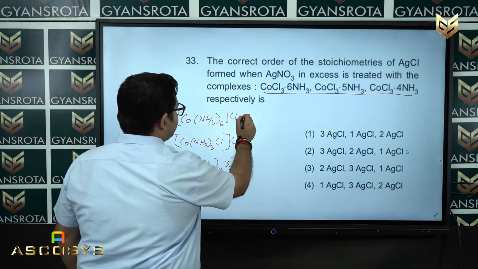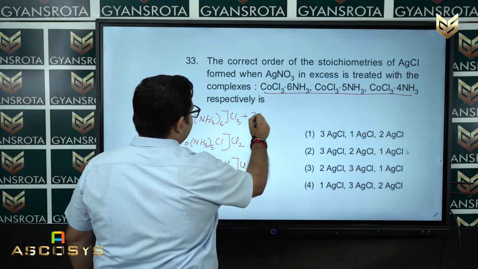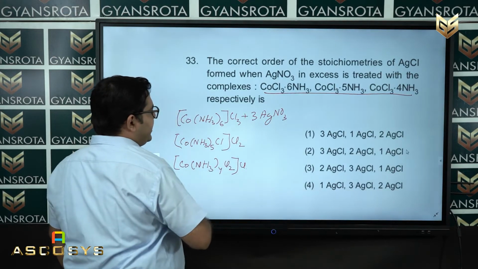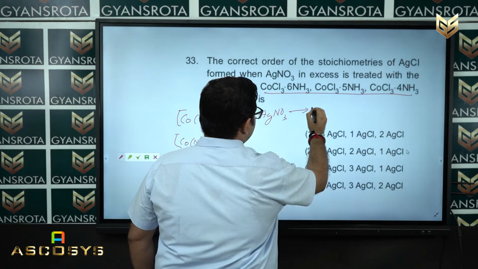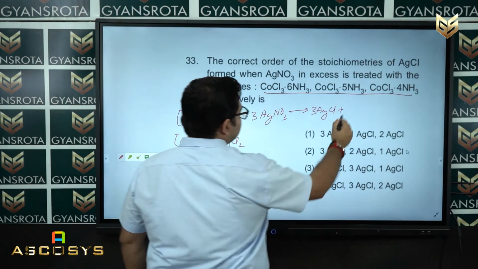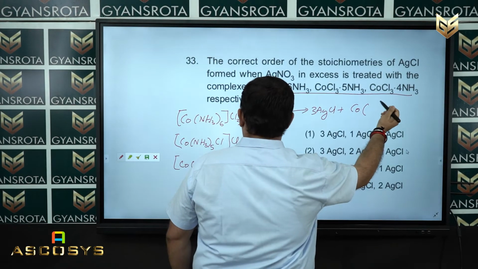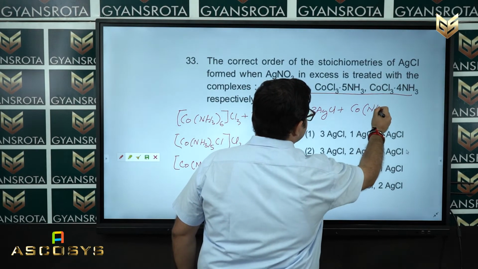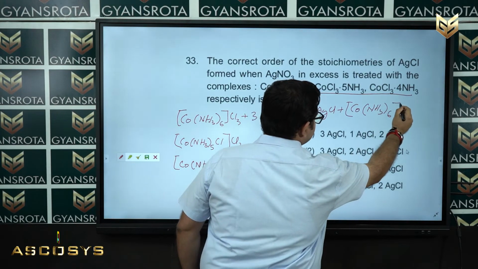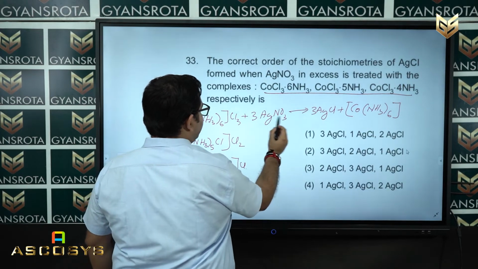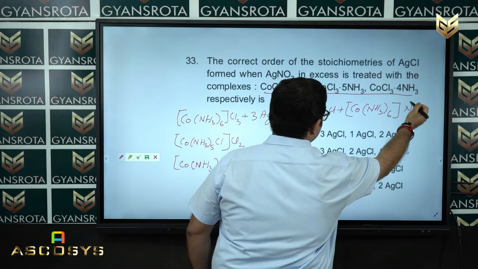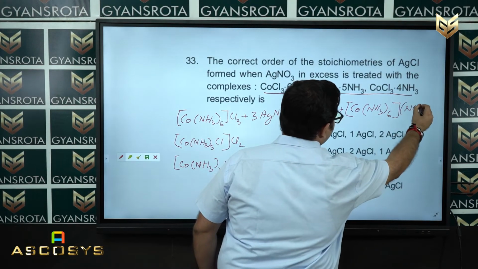Now, this first one reacts with 3 moles of AgNO3 and ends up with 3 AgCl plus [Co(NH3)6](NO3)3, where the Cl is replaced by NO3.